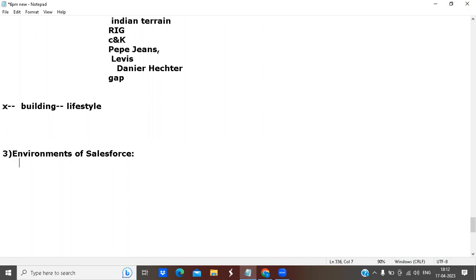So now I'm going to start today's session on environments of Salesforce. There are 2 types of environments. One is sandbox environment.